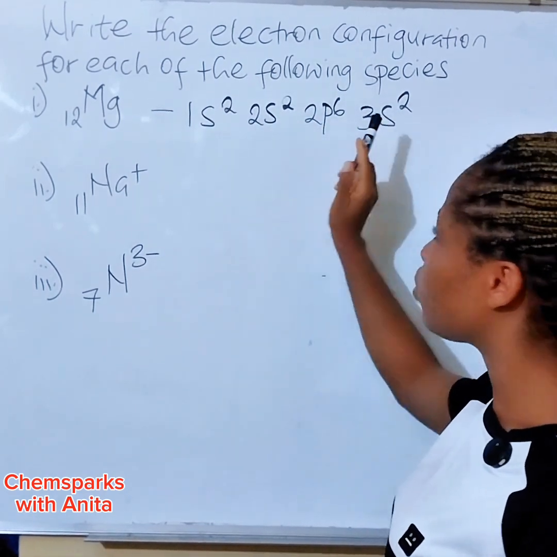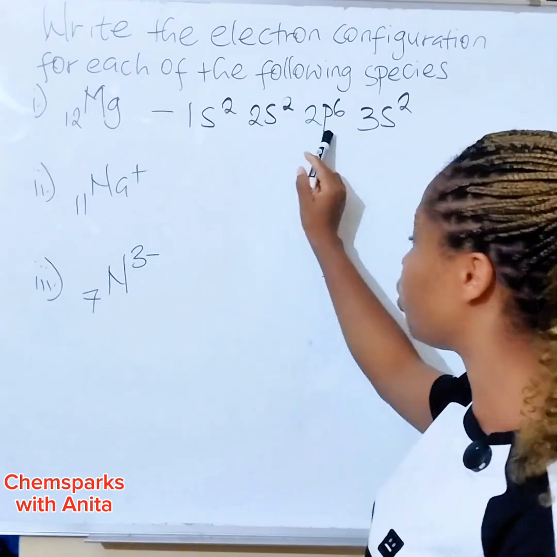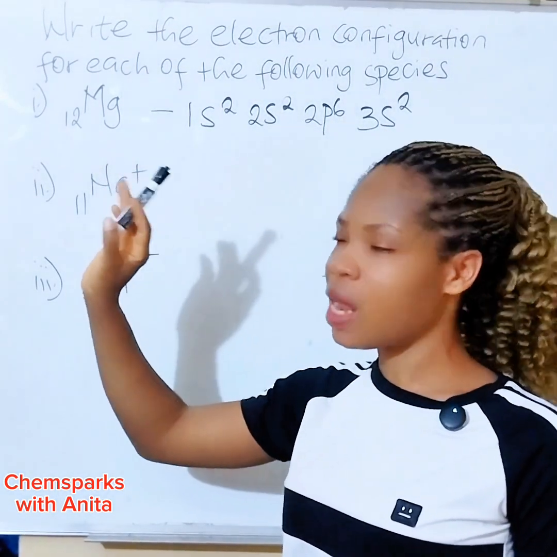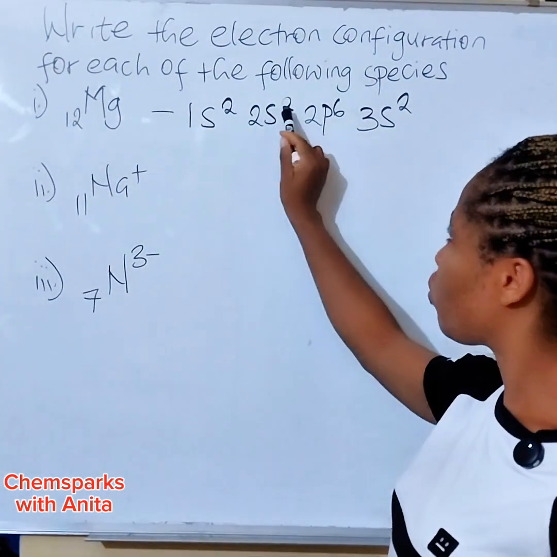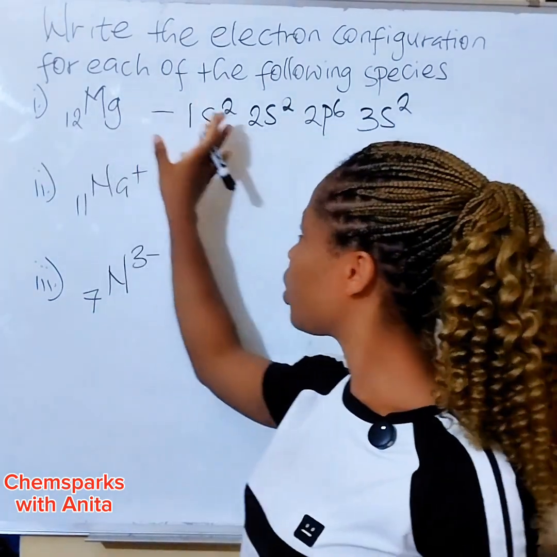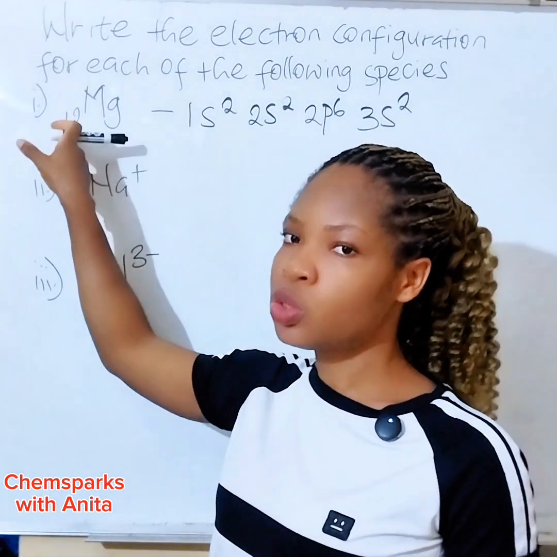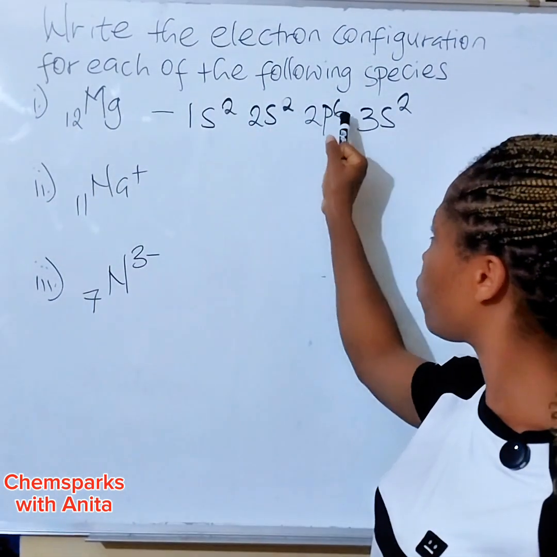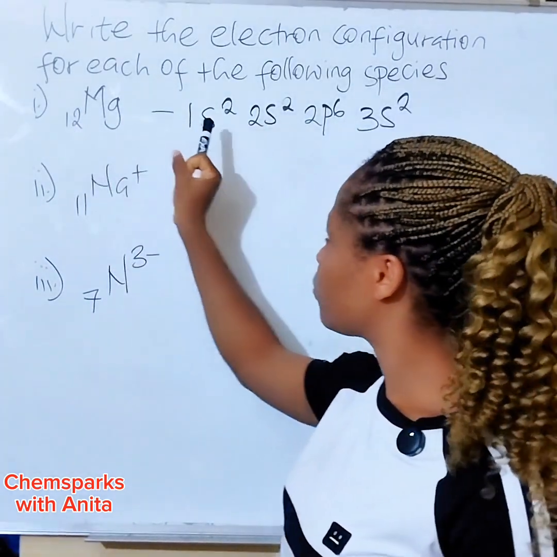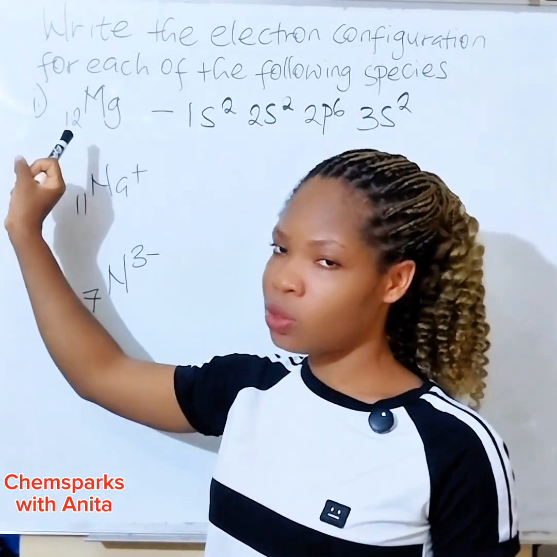The s orbitals can only take the maximum of 2 electrons, and the p orbital can take maximum of 6 electrons, okay? If we add up this number of electrons, we'll find out that the sum is equal to what? 12. This is 2 plus 2, 4 plus 6, 10 plus this, 12. So this is the electron configuration for magnesium atom.